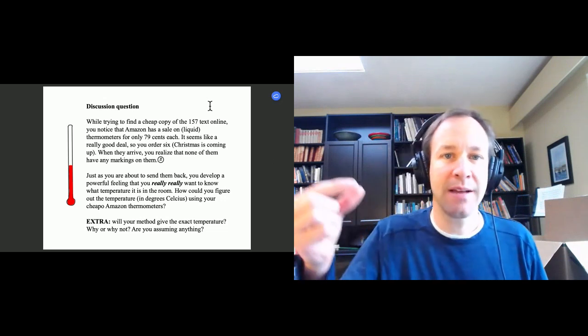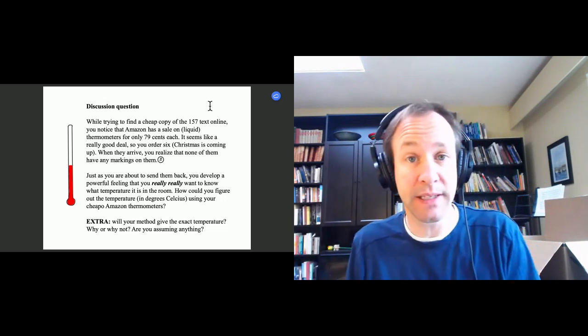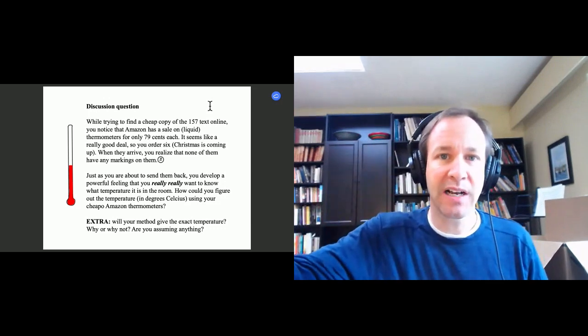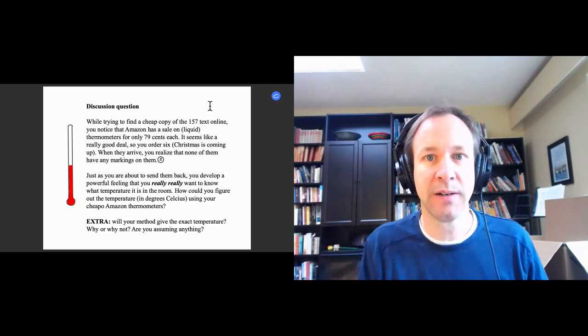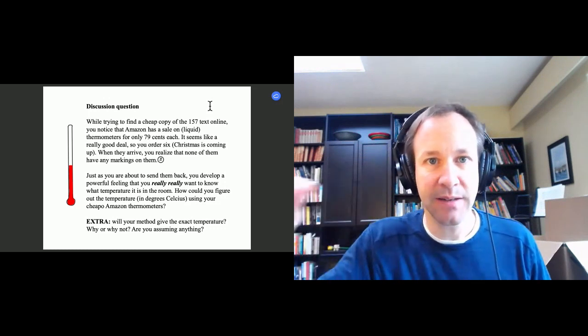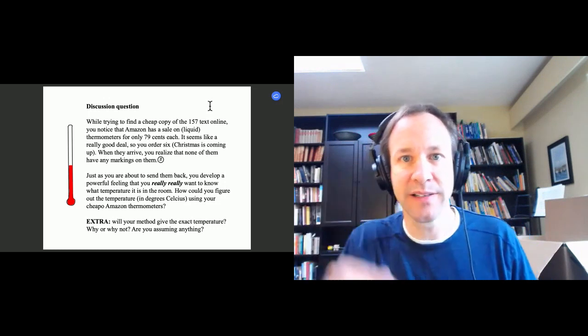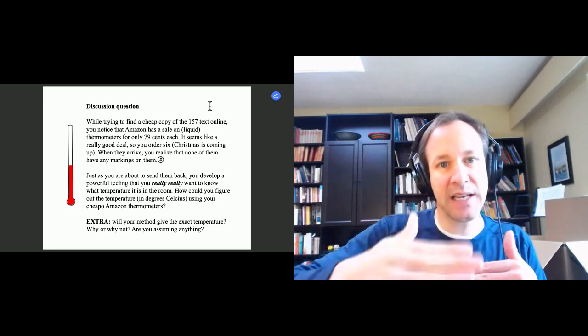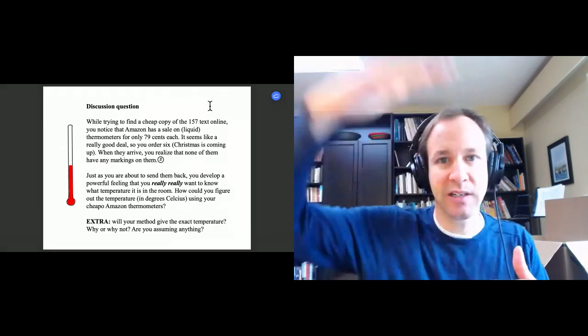Then you could place your thermometer, for example, in some boiling water and wait until the thermometer comes into equilibrium with the boiling water, and then you could place a marking on that thermometer that says 100 degrees Celsius. And then at that point, you could just place equally spaced markings between 0 and 100.